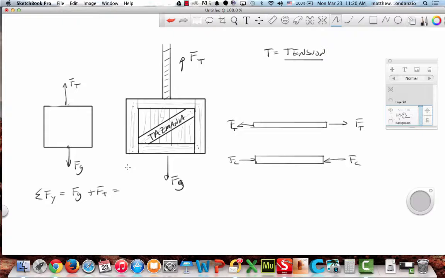Ultimately, it's a net force, right? Mass times my net acceleration. Okay? Mass times my net acceleration in the y. And you can call it in the y, do it if it makes sense, right? But acceleration in the y. Does that make sense?